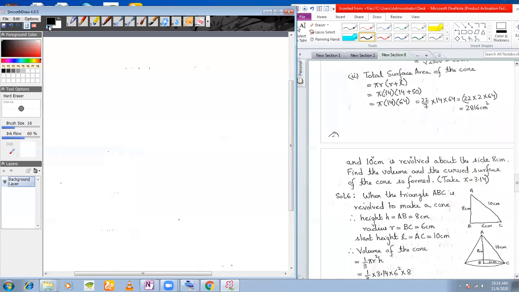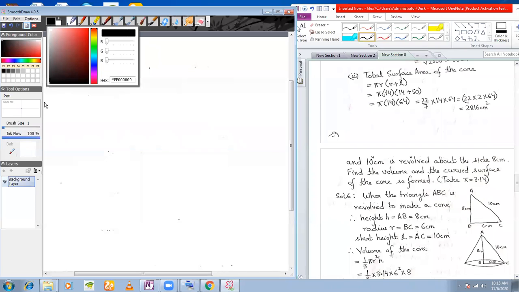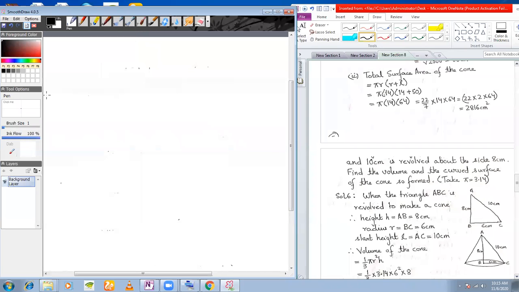If you read this question, a right angle triangle whose sides are given to you here, 8 centimeter, 6 centimeter, and 10 centimeter. This is being rotated about the side which is of length 8 centimeters. So this is your right angle triangle, and the lengths are given: 8 centimeter, 6 centimeter, 10 centimeter, ABC, and this is being rotated about this side.